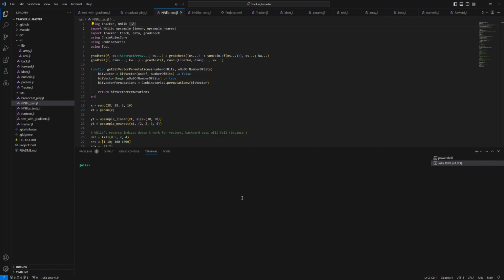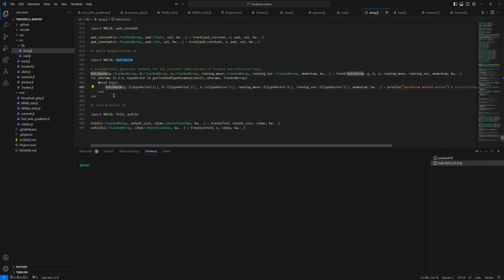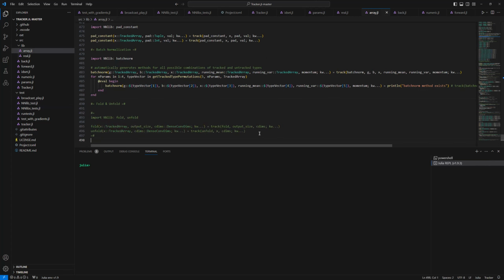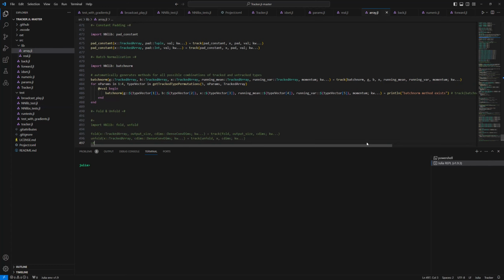Can you go back to the code with the eval statement? I think it always happens when it precompiles stuff. Maybe I just changed something in the code. Are the types there always different? Like type vector 1, type vector 2, are they all different?